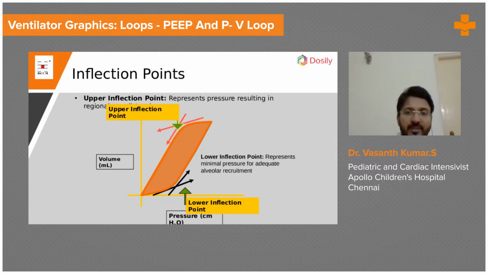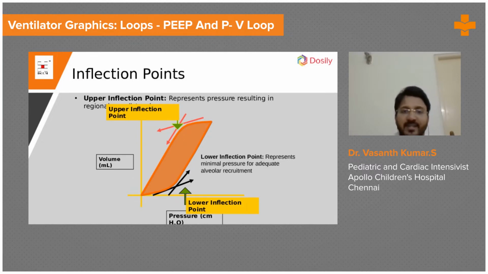This is called the lower inflection point, LIP. You always want to set the PEEP above the lower inflection point. But after a particular point of time, this again starts flattening. That is called the upper inflection point. Suppose the lower inflection point is 10 here, the upper inflection point is 20. Between 10 and 20, the lung is very good. This is called the compliant portion of the lung.